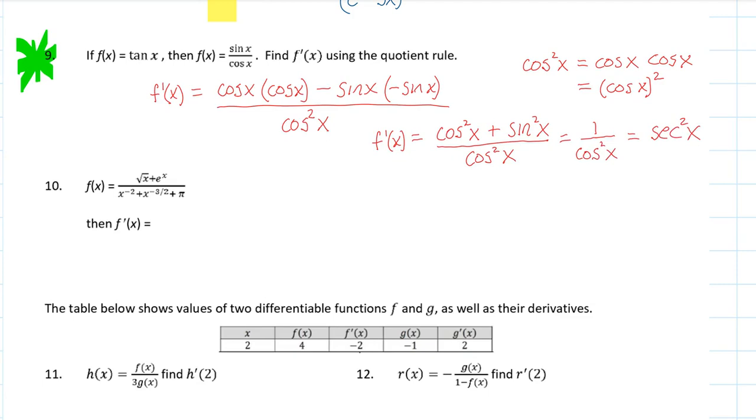So the derivative of tangent, okay, this is a big one. You're going to want to know this. Let's see. I'm going to write it like this. I'm going to say d dx, the derivative with respect to x of tangent of x is equal to secant squared x. Might want to highlight that one. You're going to need that one. Okay.